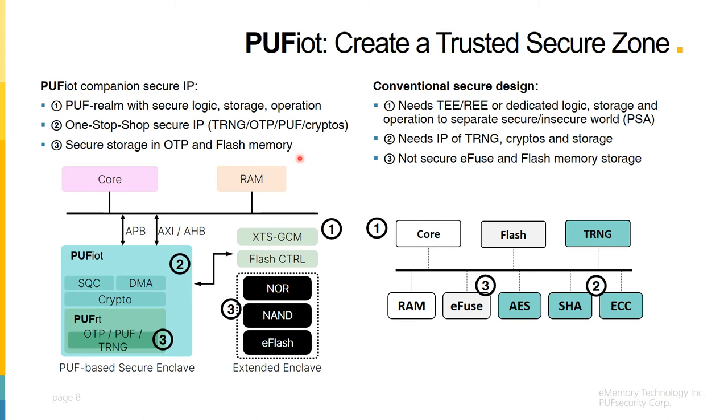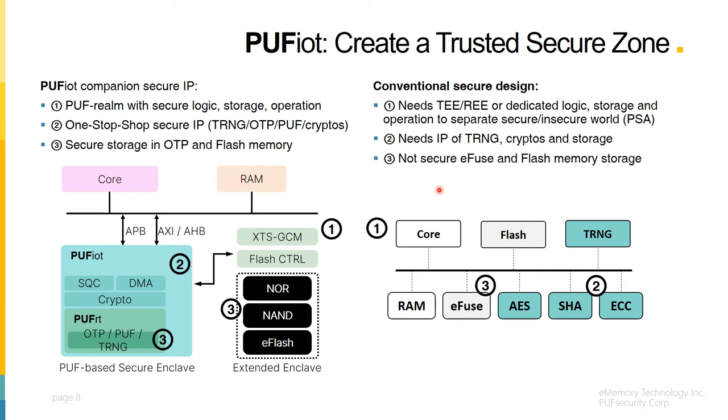Third, PUFhuk can help convert commodity flash to secure flash and convert NOR OTP to secure OTP. The on-chip HUK is a unique on-chip fingerprint. This means that the SoC and storage media have been paired to prevent tampering.